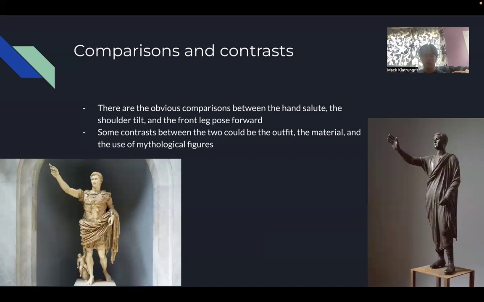The material between the two statues is very different, and then there's the use of mythological figures, like I mentioned earlier, but this Cupid figure below Augustus's right leg emphasizes how his people saw him as not just a leader, but a god.